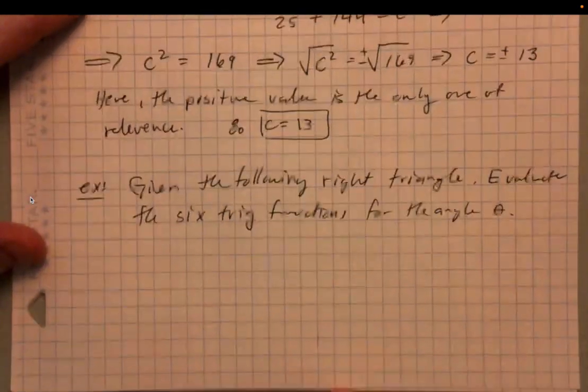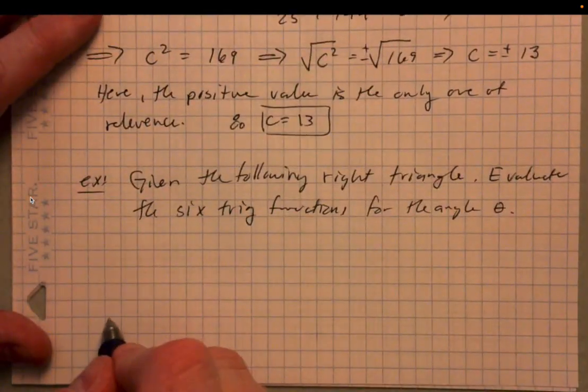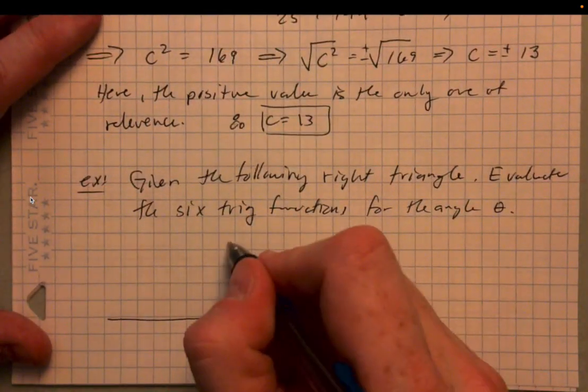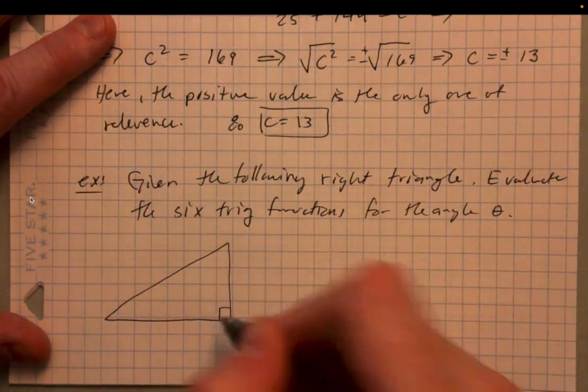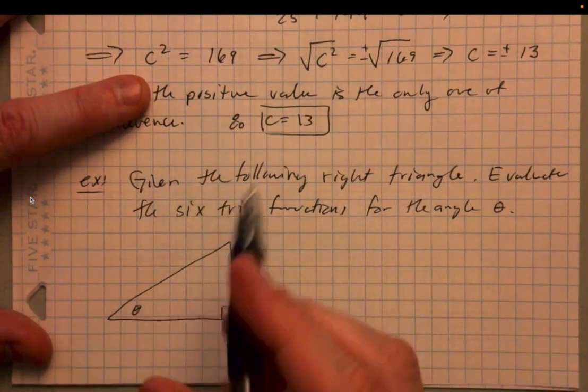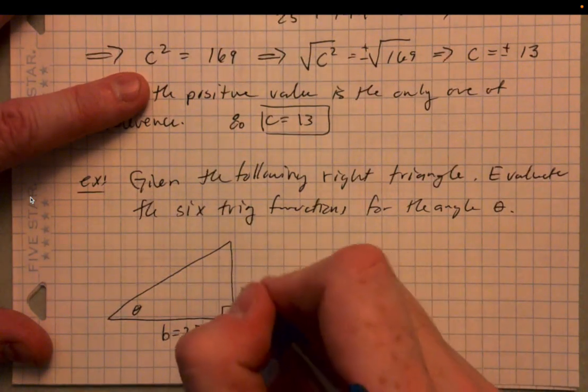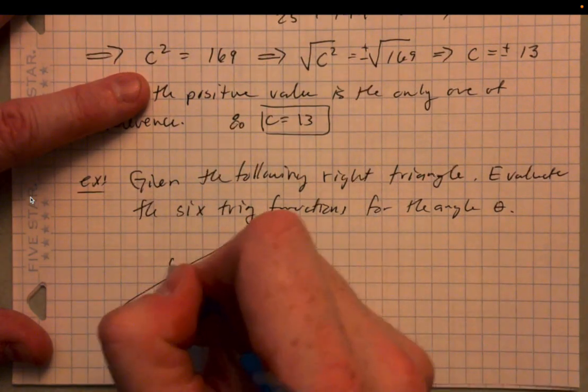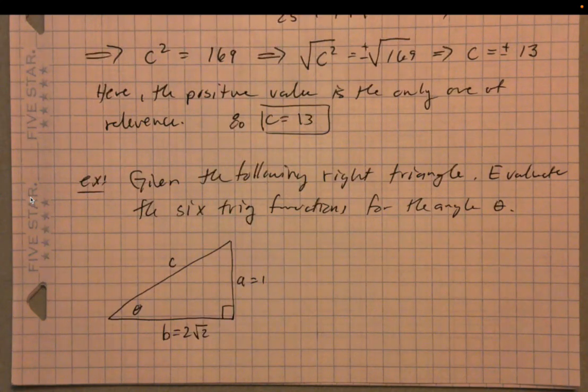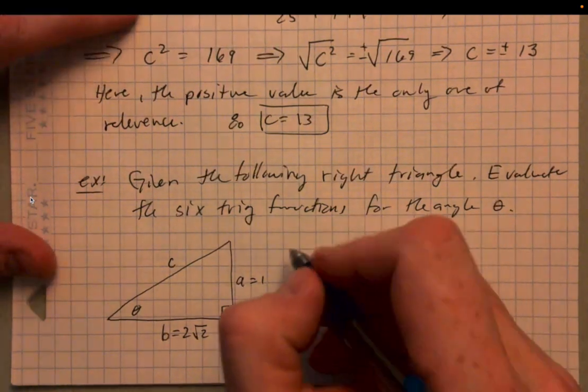And so then what is the triangle? Well, the triangle we'll say looks like this. It's a right triangle, of course. I've got my theta, and let's say that b is equal to 2 square root of 2, a is equal to 1, and c is unknown. So can we figure out what the 6 trig functions are? Well, definitely, but we first have to figure out what c is. So we have to use the Pythagorean theorem here.